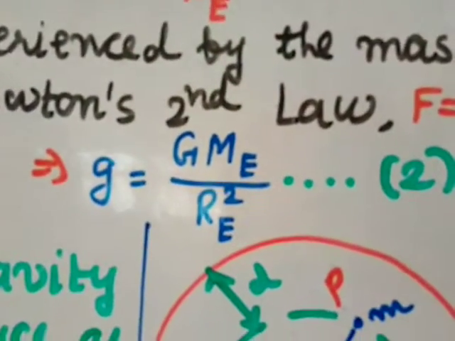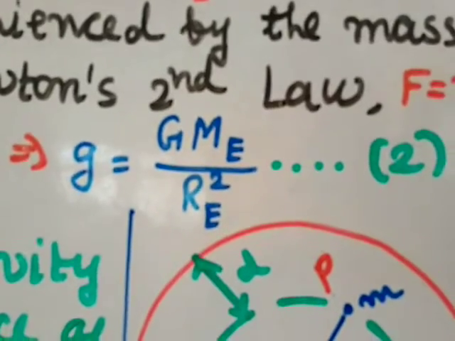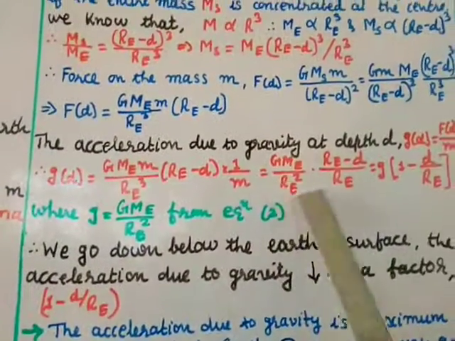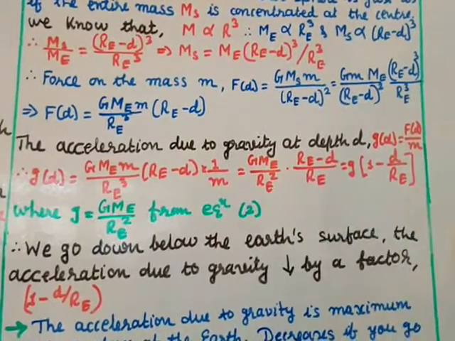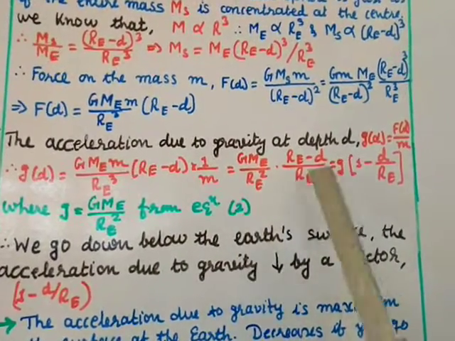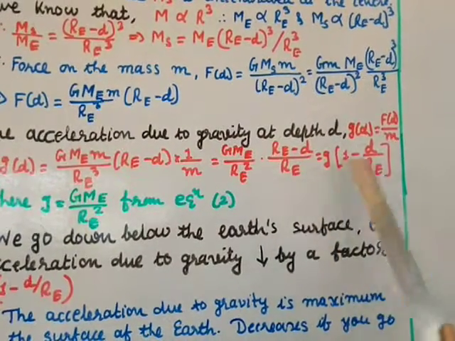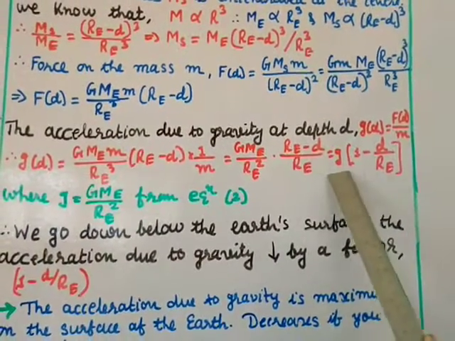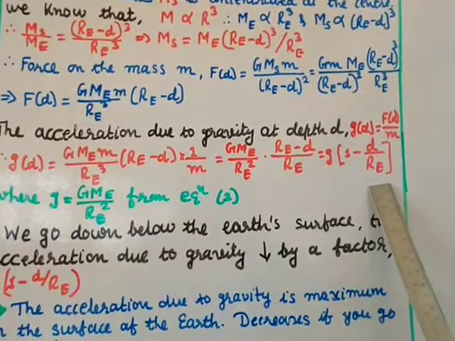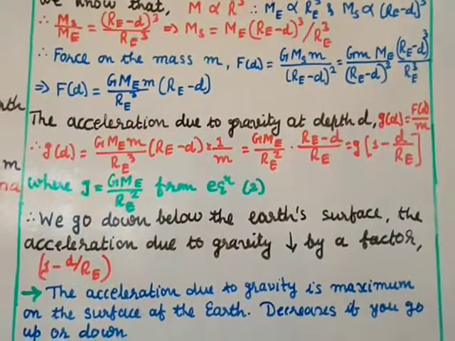Why? Because I want to use the value of g, that is G Me by Re square equals small g, the acceleration due to gravity. So this Re cube is written as Re square into Re, and this value is put as g from equation number 2. Then Re divided by Re, so you get 1 minus d by Re. So g of d equals g into (1 - d by Re), where g equals G Me by Re square from equation number 2.